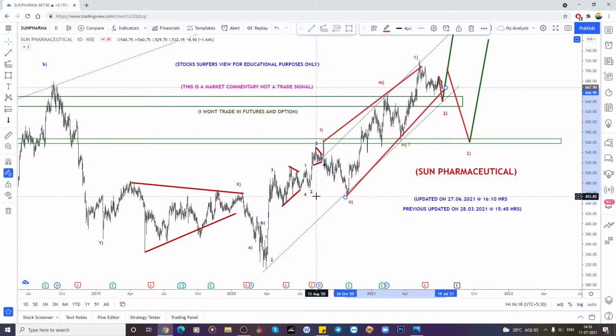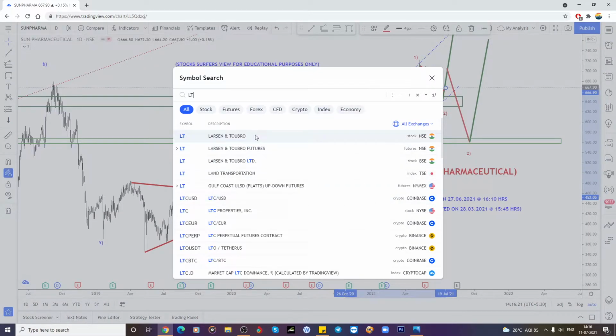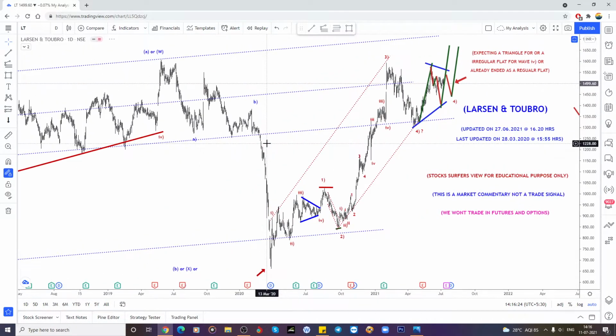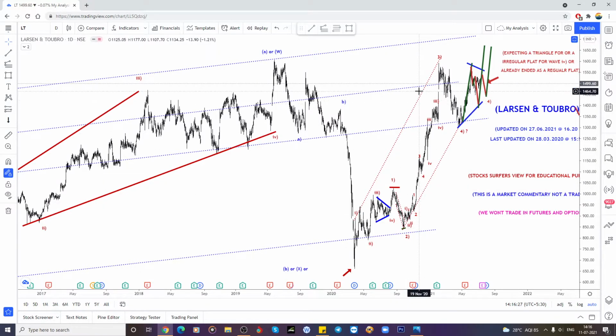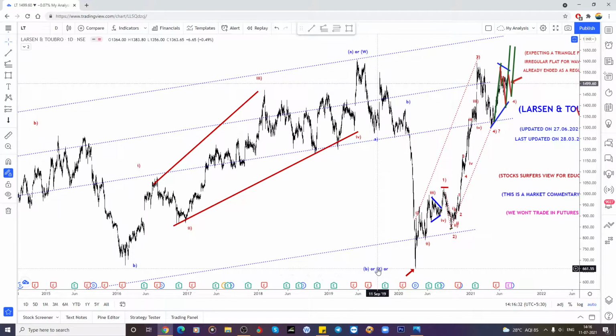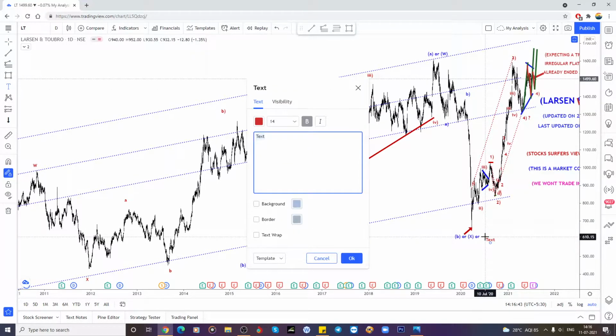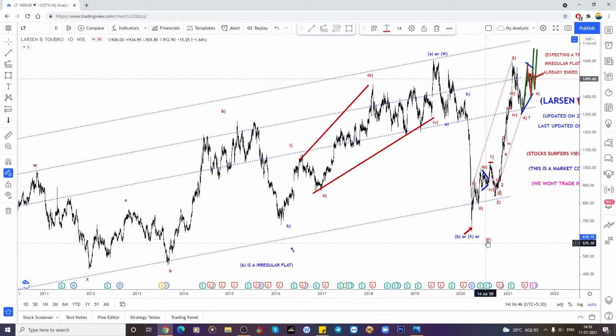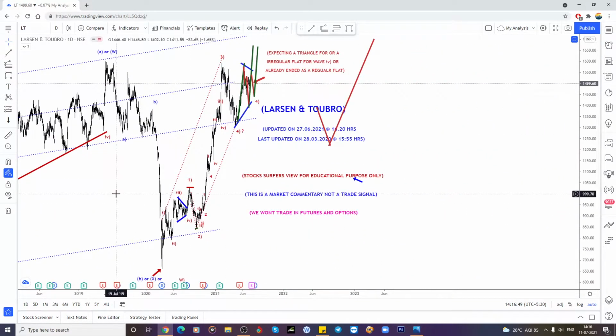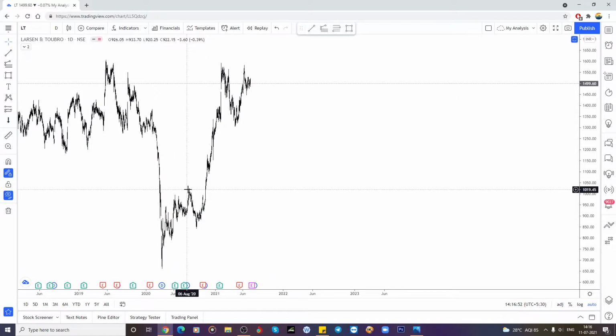So next is L&T. Here I took this as a 1, 2, 3 and it has not yet broken the high. This is A or W, so this is B or X. Otherwise, if it is again making a complex correction, if this is a W, then this thing becomes A, B and C. If it didn't break the previous high, if it folded down again, a bigger correction.